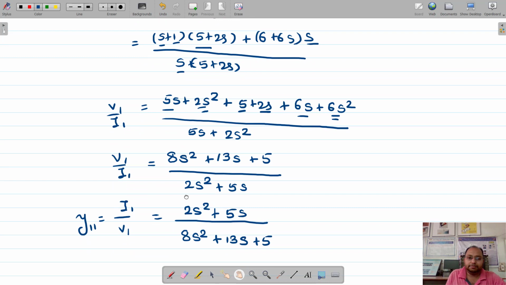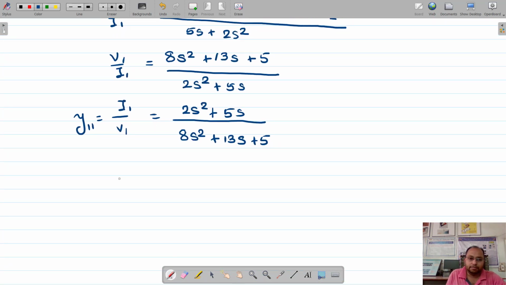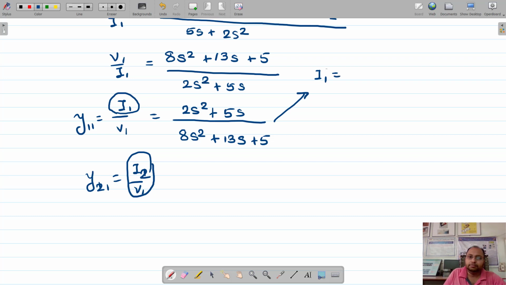Okay. Now what is y21? Y21 is I2 divided by V1. Yes, we need to find out this ratio. For that purpose we need to express this I1 in such a way that it will have the V1 term. So from this I can write I1 is equals to 2s square. If I transfer this V1 to the right hand side, then I'll be getting that I1 in terms of V1, right?